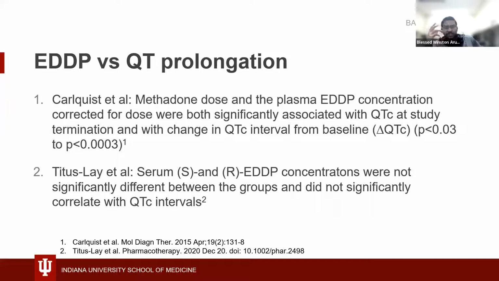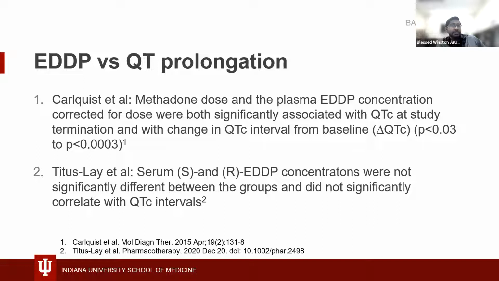So the other question with methadone is whether the metabolite, which is EDDP, causes QT prolongation. So you have evidence for both sides. There's some who say that there's an increase in QTc with EDDP concentration, but we're not really sure, because the methadone concentration and EDDP concentrations are pretty correlated, at least in my study.